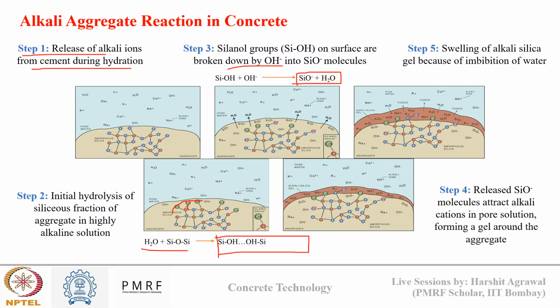or high pH. Now, these released SiO negative ions from the aggregate react with the alkali cations present in the pore solution, like Na plus and K plus, in the presence of water to form a gel around the aggregate. So you can see here this gel formation has occurred over the top of my aggregate. The released SiO negative molecules attract the alkali cations from the pore solution, forming a gel around the aggregate. Now, this gel is known as alkali silica gel, which starts to swell due to imbibition of water, which again results in cracking of concrete.